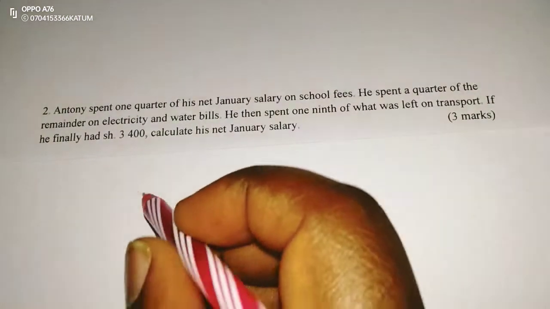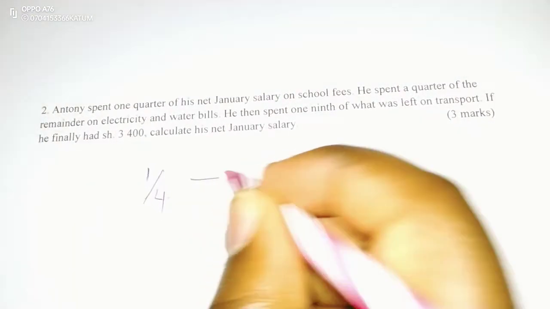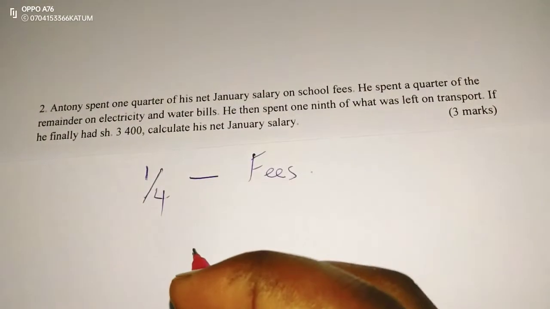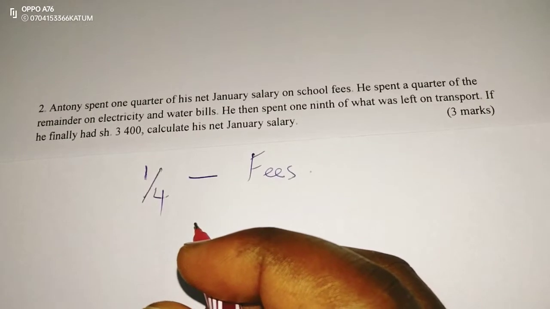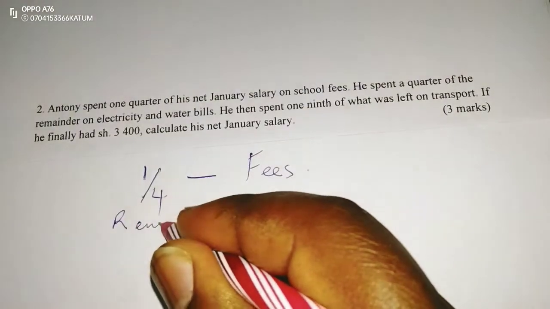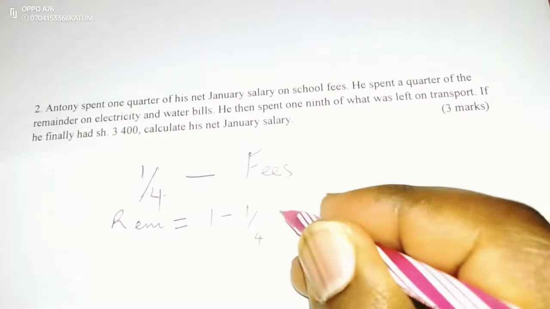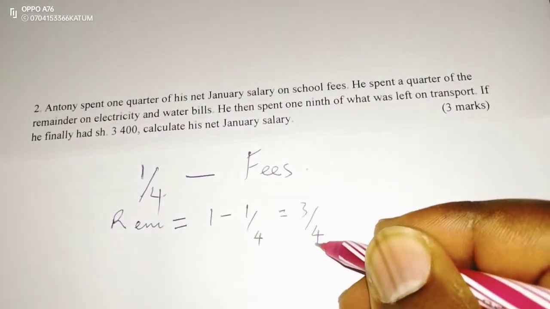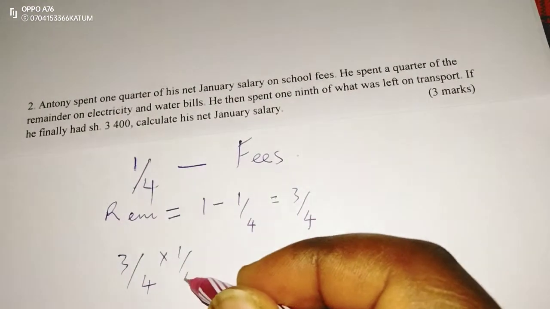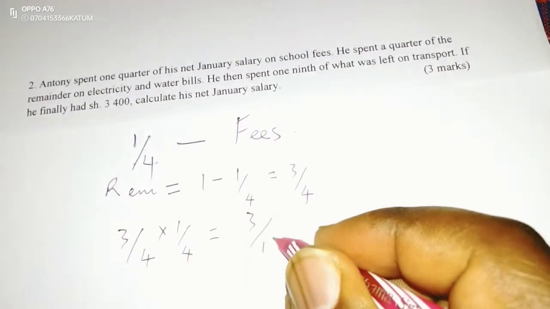We are told that a quarter, the first quarter, is going to school fees. Then Anthony is again spending 1/4 of the remainder. We should get the remainder first. So the remaining fraction is 1 minus 1/4, which is 3/4. Therefore, now he is spending 1/4 of 3/4, which gives us 3 out of 16.